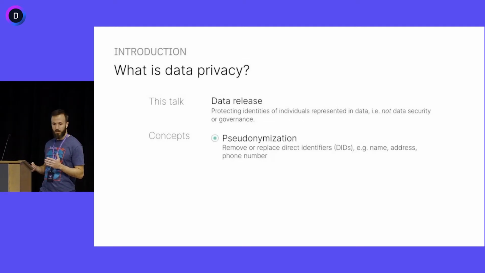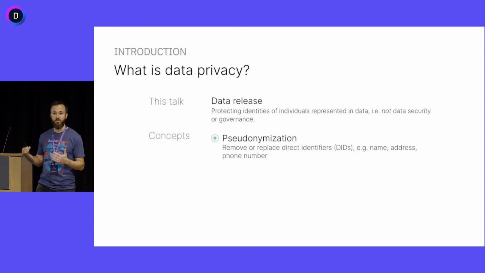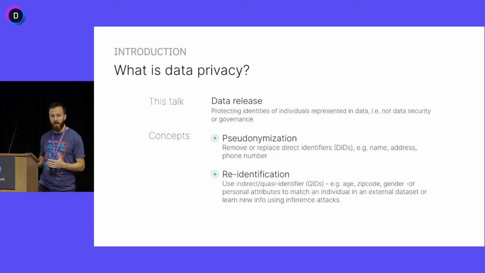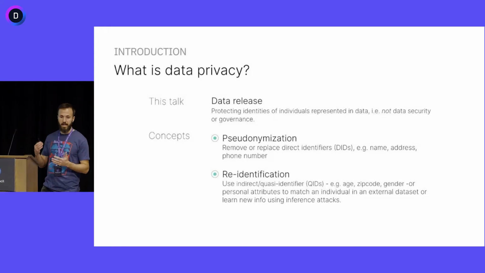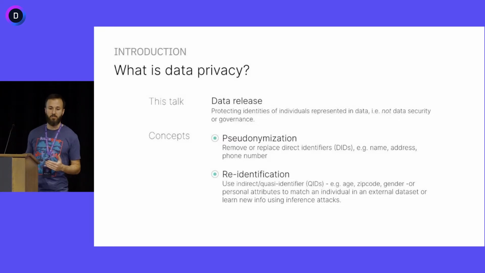The first step towards identity protection is to remove or replace direct identifiers in the data. And these are like names, addresses, and phone numbers. And so this is called pseudonymization. However, even though direct identifiers have been removed from the data set, combinations of quasi-identifiers, things like age, zip code, and gender can be used to re-identify people with high probabilities.